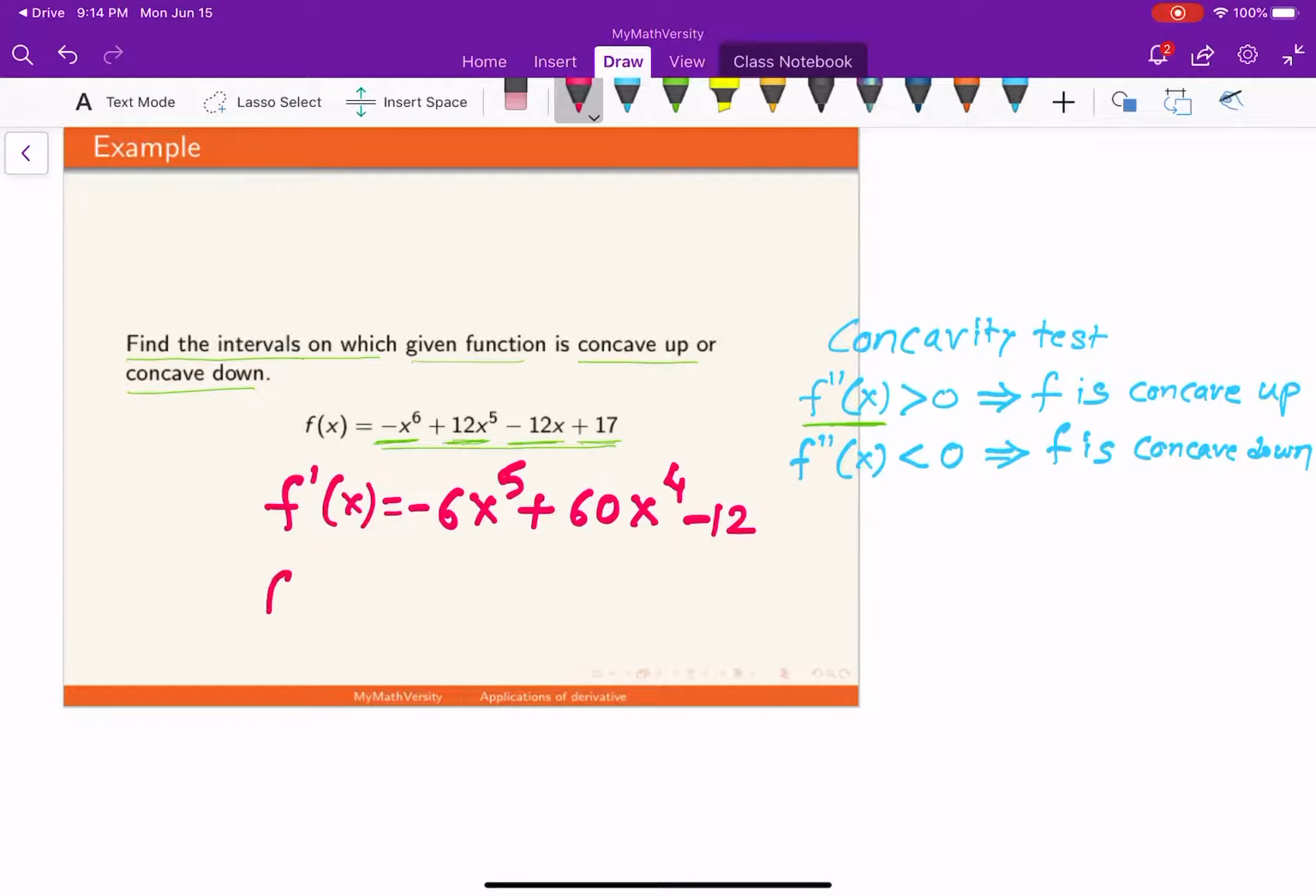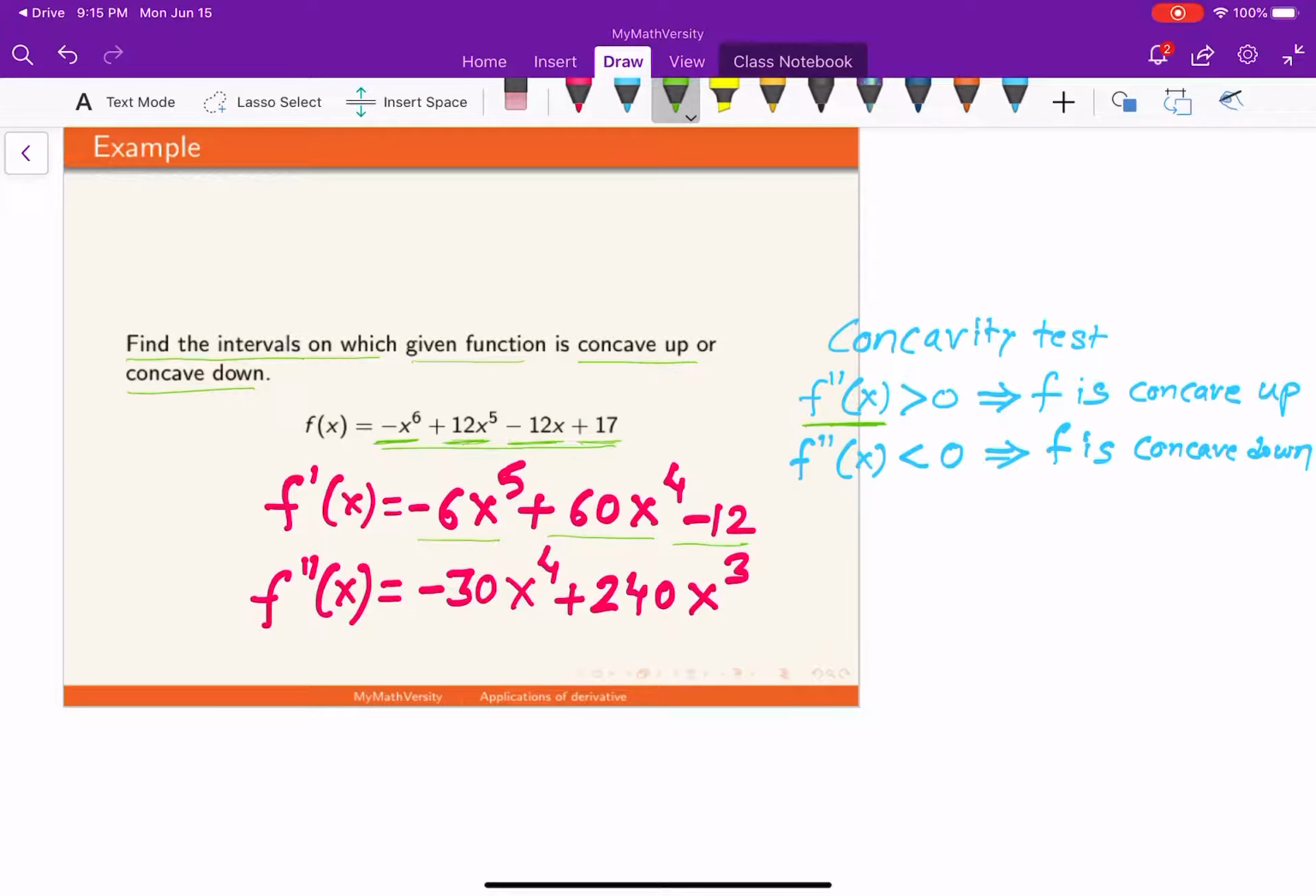Let's find the second derivative, because that's what we are going to use in the concavity test. So let's go ahead and do that. What is the derivative of negative 6 times x to the power 5? That will be negative 30 times x to the power 4, right? And what is the derivative of plus 60 times x to the power 4? That will be plus 240 times x cubed, right? And what is the derivative of negative 12? Negative 12 is a constant, so its derivative is 0. So this is what we get as the second derivative of the function.